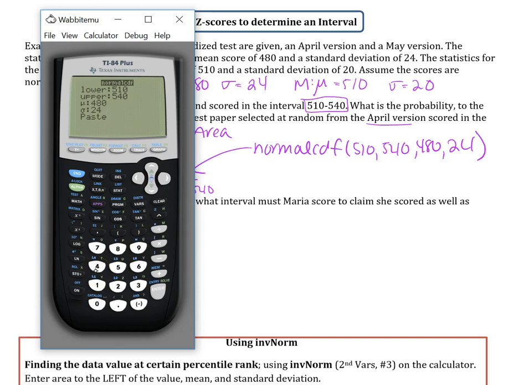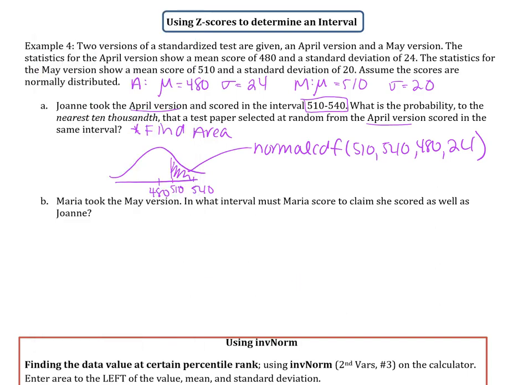Checking my numbers. It should be good. And there we go. So 0.0094. Wait, 0.0994, excuse me. Okay, it said to the nearest 10,000th. So tenths, hundredths, thousandths, 10,000ths, and I don't think that rounded up. No, it did not. So we're good.